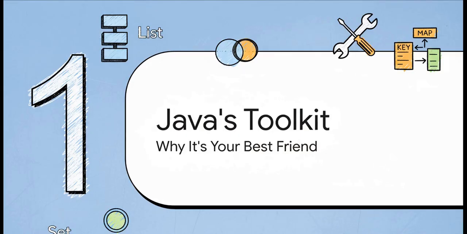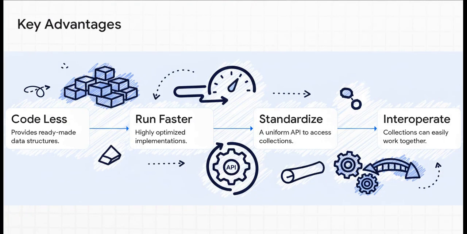Okay. So why is this framework such a big deal? Why should it be your absolute best friend when you're working with data? Let's get right into it. Well, it really comes down to 4 huge wins. First, you code less. A lot less, because you're not sitting there reinventing basic data structures from scratch. Second, your code actually runs faster. These are highly tuned, battle-tested implementations. Third, it standardizes everything, which makes your code so much easier for you and for others to read and maintain. And finally, everything just works together seamlessly. It's just a massive win-win all around.